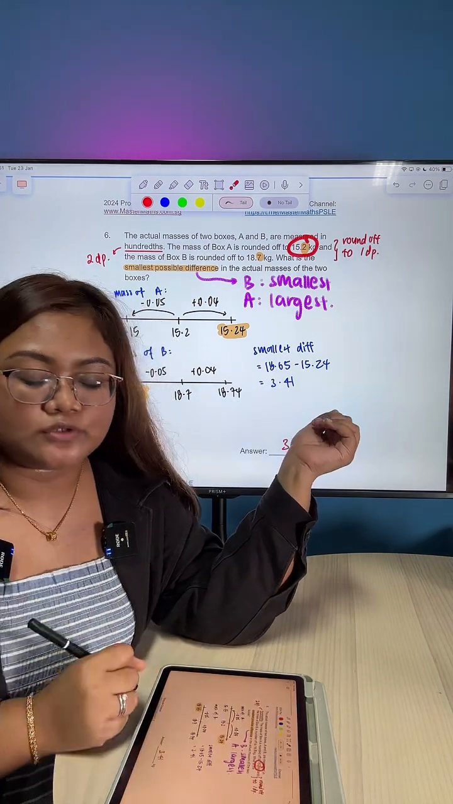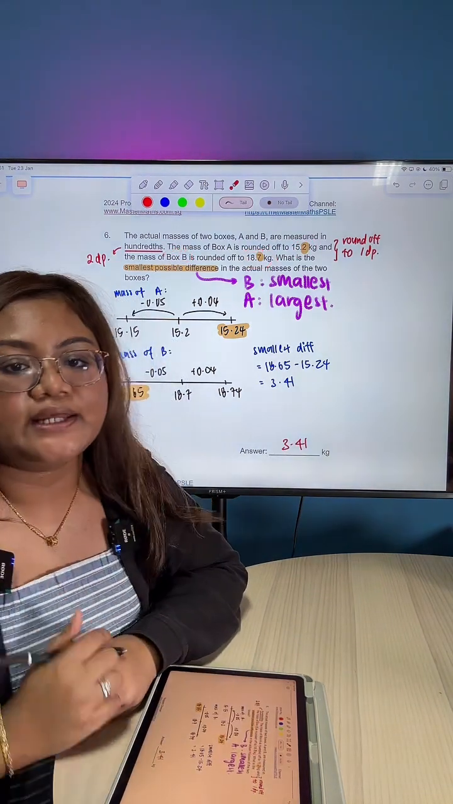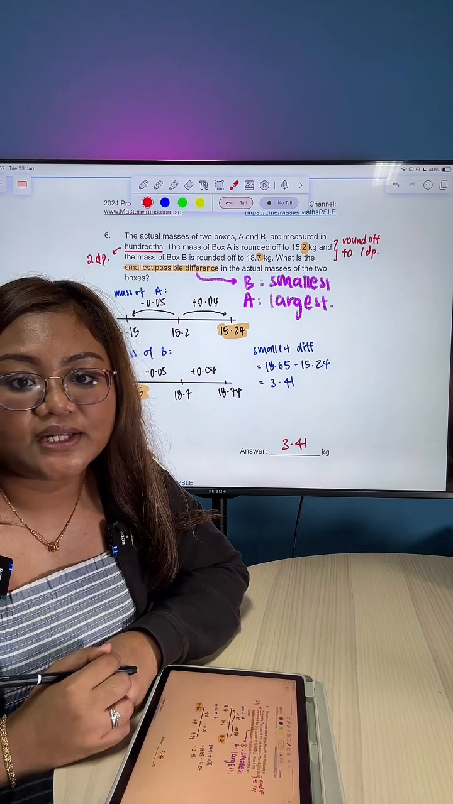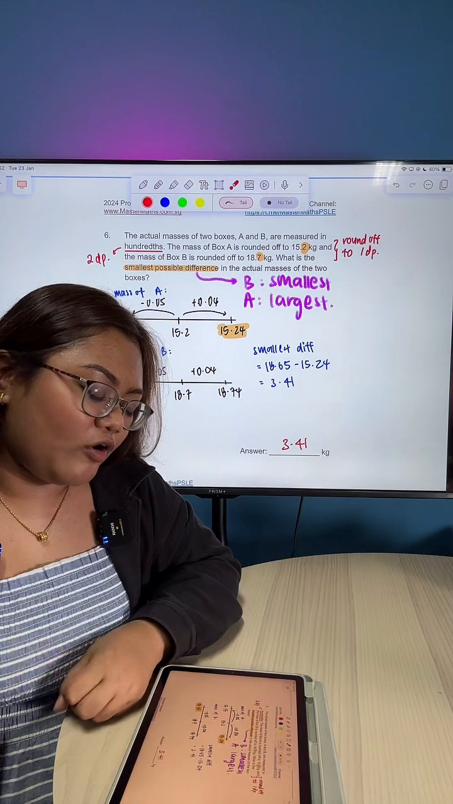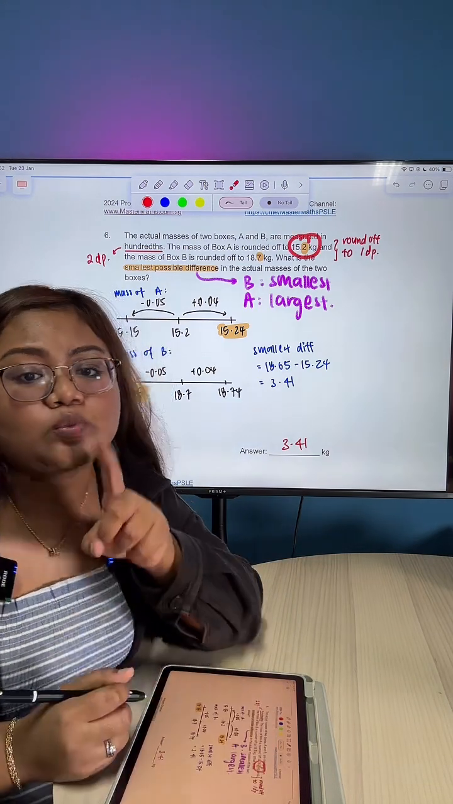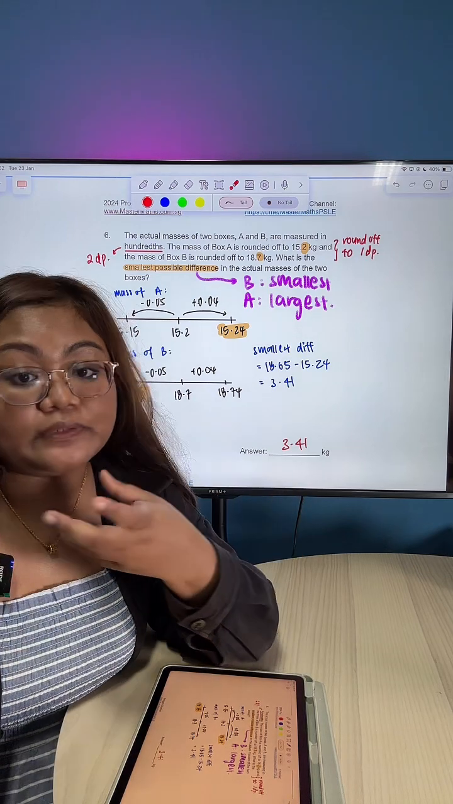Means I don't know the original, but I round off already. Then I get 15.2. Same thing, I don't know the original for B, but I round off already. Then I get 18.7. Okay? So, I need to know what are some possibilities for me to get 15.2. It cannot be just one number, round off, and then get 15.2, right? There must be a couple of possible numbers, right?